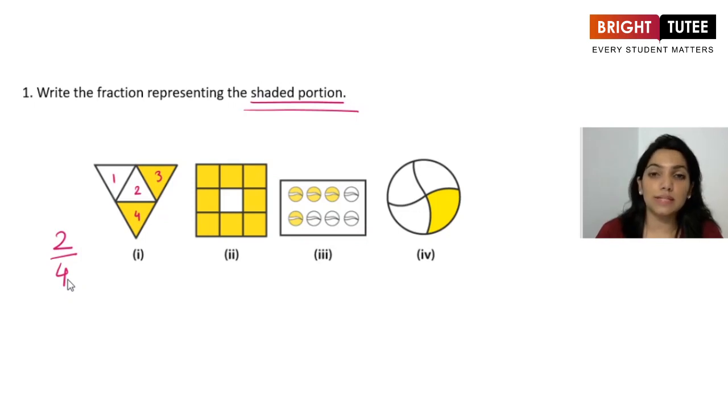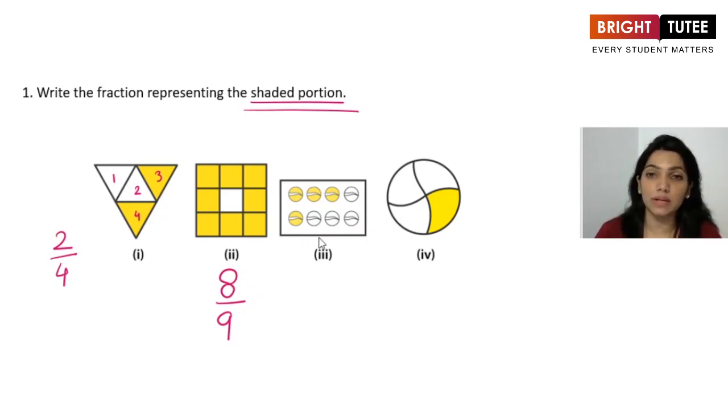In the next one, the second part, how many total parts? 1, 2, 3 and we have got a total of 9. Out of these, how many do you see shaded? I see a total of 8 boxes shaded, right?